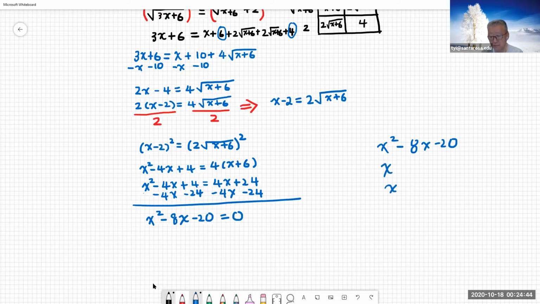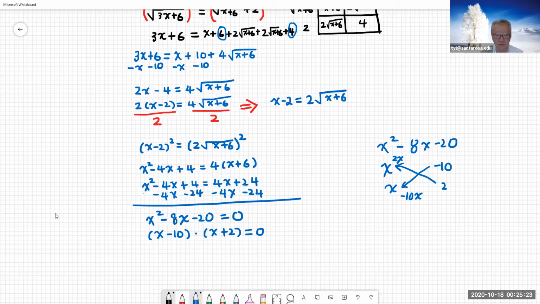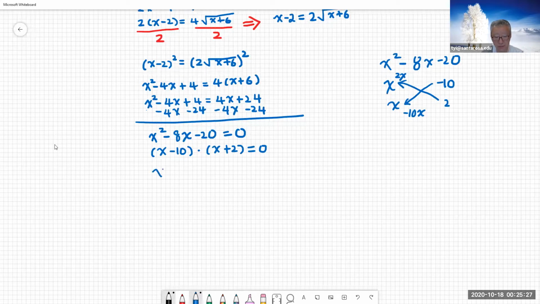So here I can have x and x. Over here, we can have a 10 and 2. And the 10 has to be minus, because minus 10 times 2, you get minus 20. If you cross multiply, you get minus 10x, and cross multiply this way, you get 2x. So 2x minus 10x, you get minus 8x. So that's a good combination. So we're going to write it in factored form: x minus 10 times x plus 2 equals 0. All right, so that means we have x minus 10 equal to 0, so x equals 10, and x plus 2 equal to 0, so x equals negative 2.